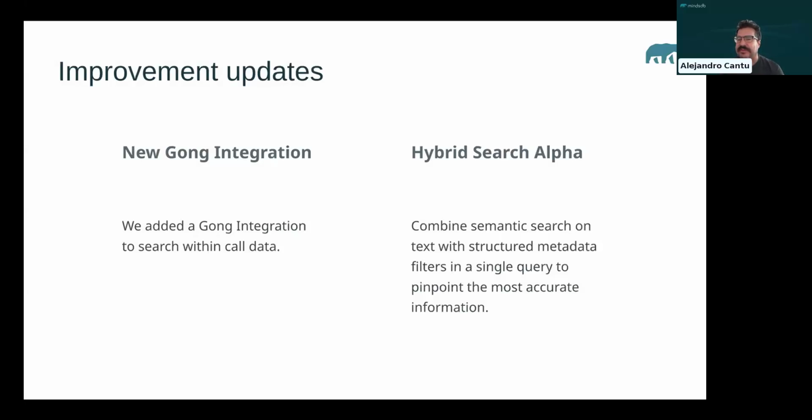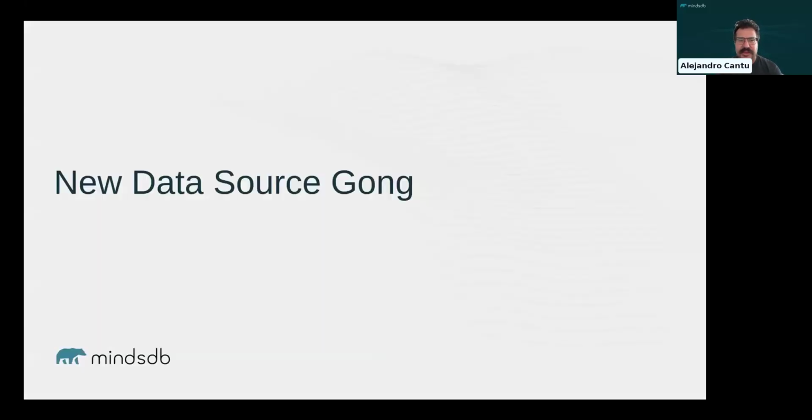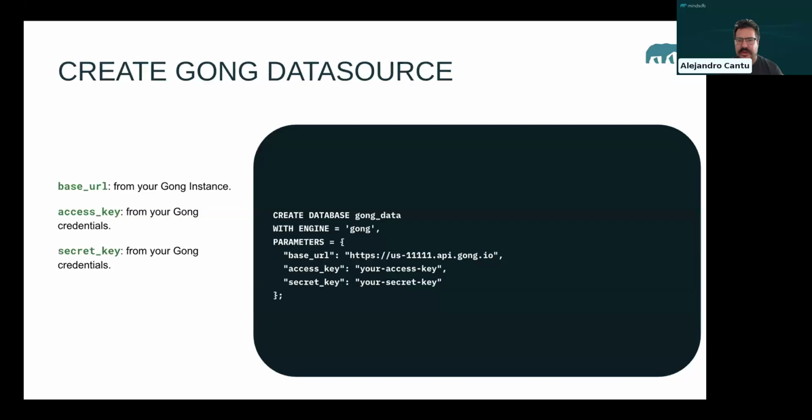And we're going to be talking about hybrid search. We have this new concept called alpha, so we're going to be able to combine search with structure and data in a single query and pinpoint the most accurate information. But also, how do we do hybrid search? Do we want it to be more keyword, more semantic? We're going to talk a little bit about this as we go. So those are a couple of really cool improvements that we're going to be showing today. Having said that, let's start with our new data source, Gong.